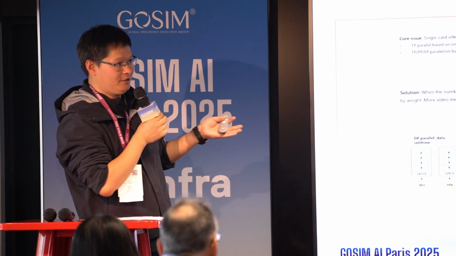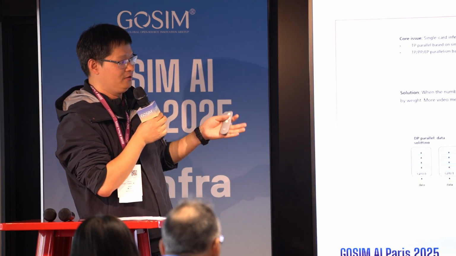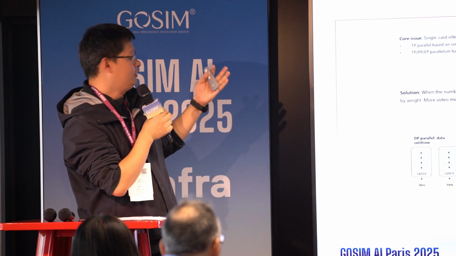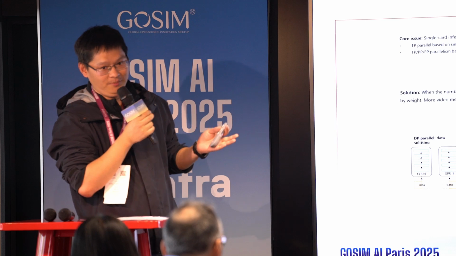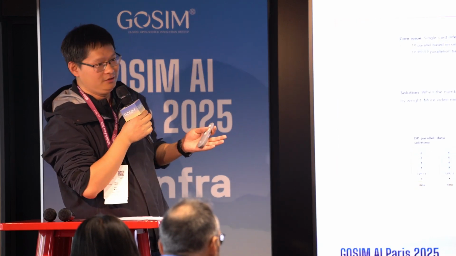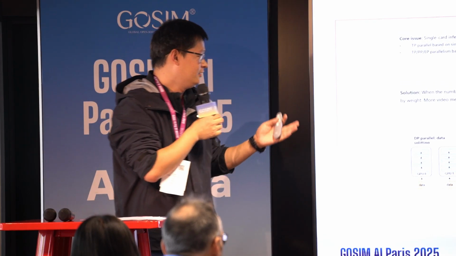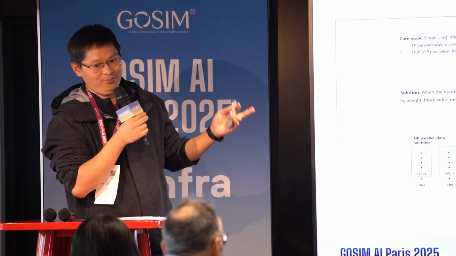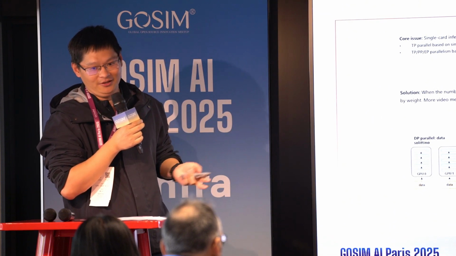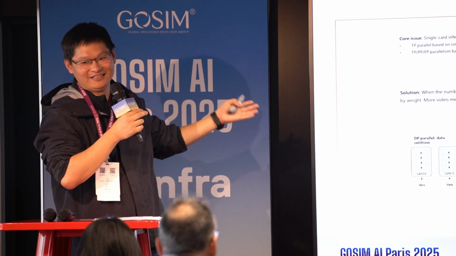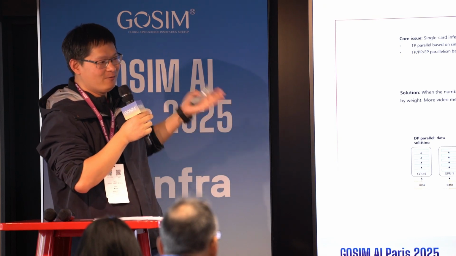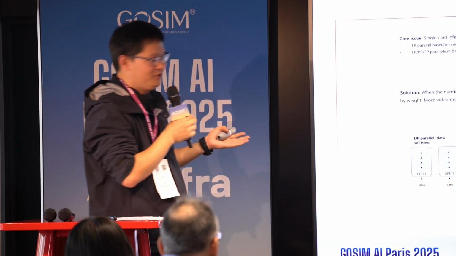Currently there are mainly four kinds of parallelism. TP is tensor parallelism, PP is pipeline parallelism, DP is data parallelism, and recently the most popular is EP, expert parallelism. There's no time to describe more detail here. I just show you that we support all kinds of these parallelism features.